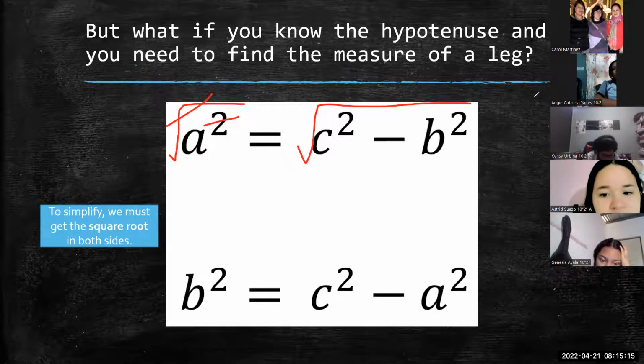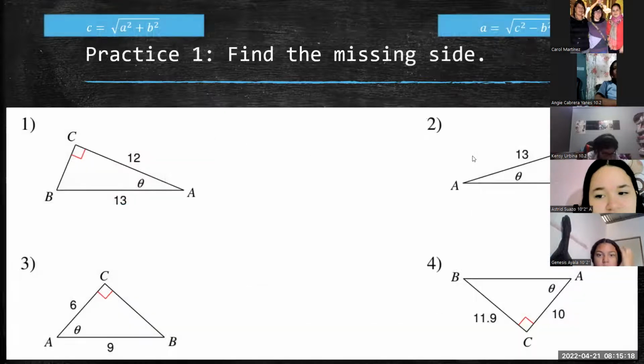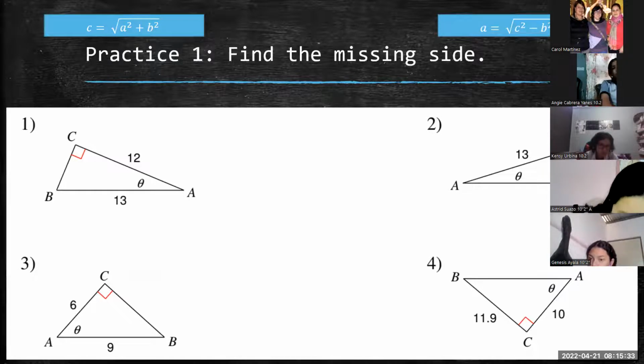Now, to see how this is done in a practice exercise, I'm going to solve exercise number 4 for you, okay? Exercises 1, 2, and 3 you will work on as part of your homework, so you can practice this topic. For exercise number 4, I will use the whiteboard to solve it. The practice says, find the missing side.